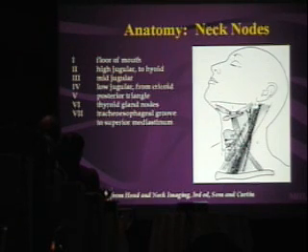Let's just talk very briefly about lymph nodes. Basically, there is a numbering system for lymph nodes. Levels 2, 3, and 4 are along this jugulodigastric chain, or this carotid sheath, or this anterior triangle.